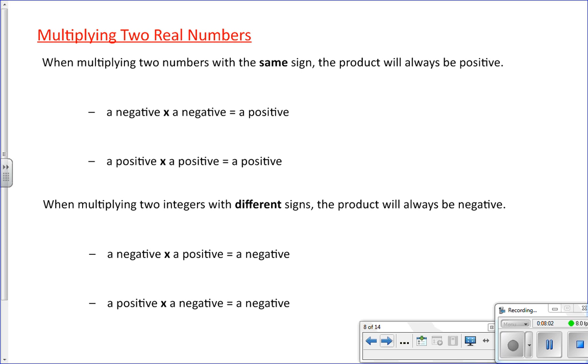Now, multiplying. When we multiply two real numbers, these are rules that you have learned hopefully in the past, but if not, you should learn them now. When multiplying two numbers with the same sign, the product will always be positive. Whether it's a negative times a negative or a positive times a positive, the answer will always be positive. If the signs are different, the answer will always be negative. A negative times a positive is a negative, and a positive times a negative is a negative.